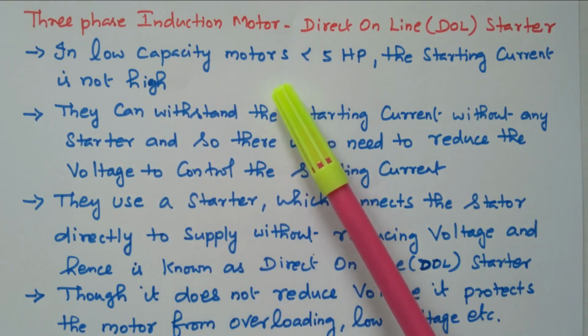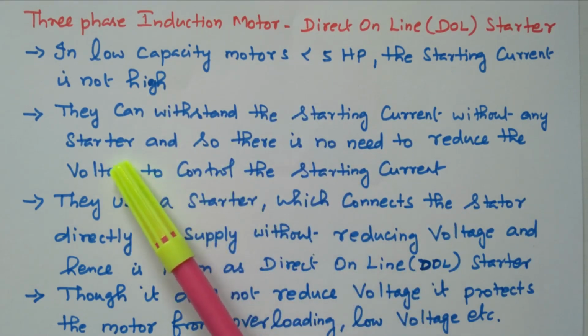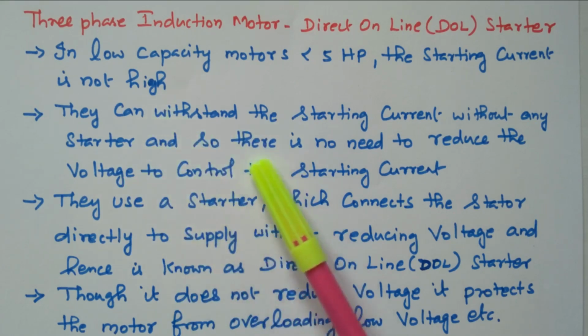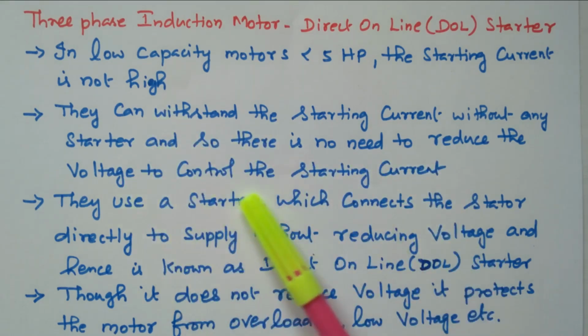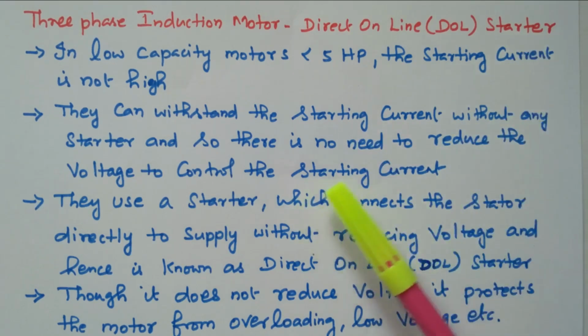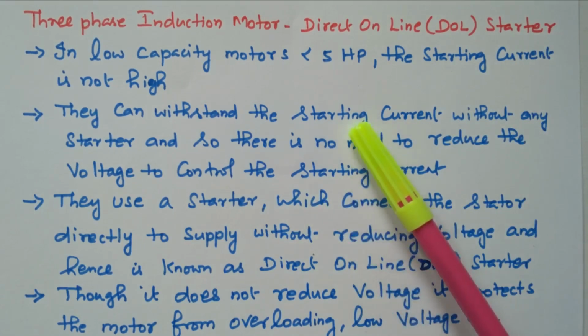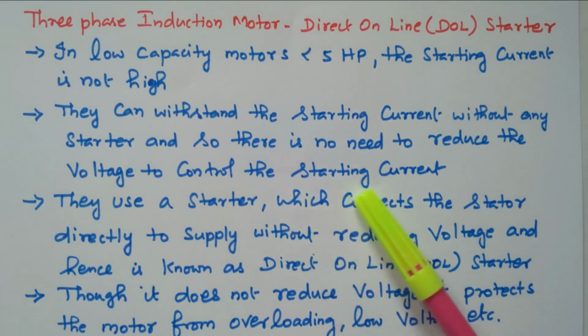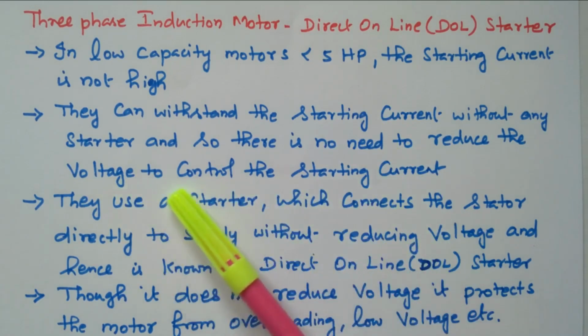So in the case of a low capacity motor, without a starter, we can start the motor because the starting current is lesser. There is no need to reduce the voltage to control the starting current. Right? To reduce the starting current, the starter reduces the voltage applied to the motor. When the voltage reduces, automatically the starting current also reduces. Here, for the low horsepower motor, there is no need to reduce the voltage. So they use a starter which connects the stator directly to the supply.